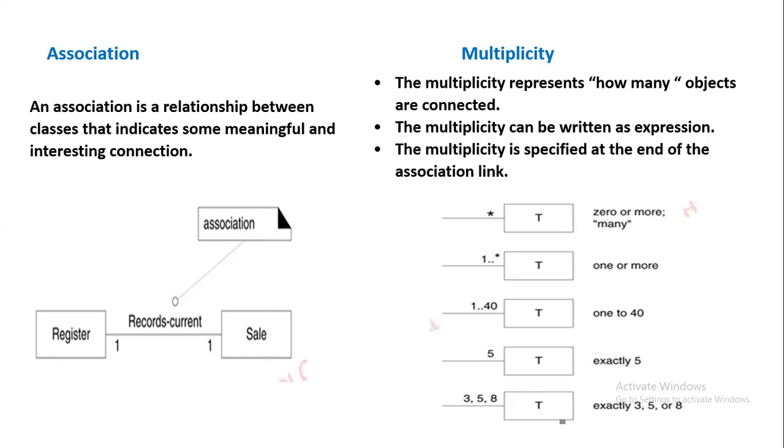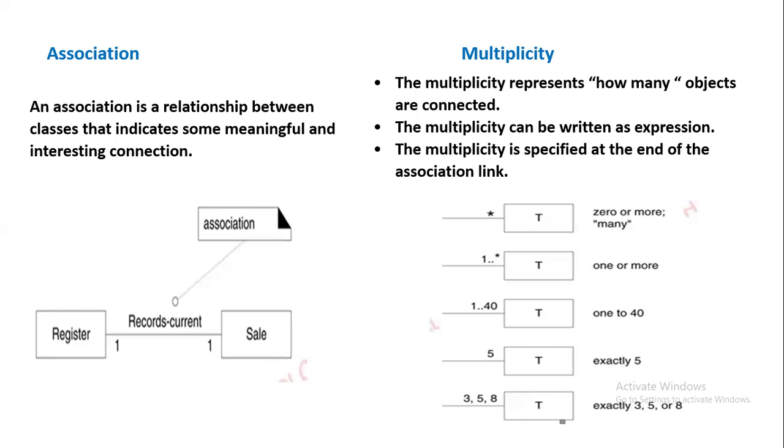The next topic is multiplicity. Multiplicity represents how many objects are connected. That is actually multiplicity. For example, if we have one object and another object, and both objects are connected, what is the way that they are connected? That is actually multiplicity. The multiplicity can be written as an expression and it is specified at the end of the association link. Many examples are given. For example, if we consider T, before the T, we have used in the link an asterisk. It means that it may connect with zero objects or more than zero objects. It means 0 or 1 or 2 and n number of objects.